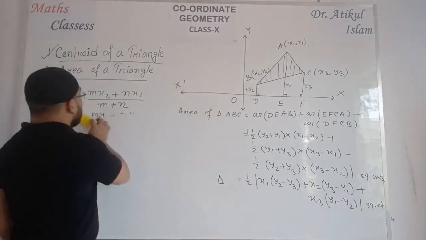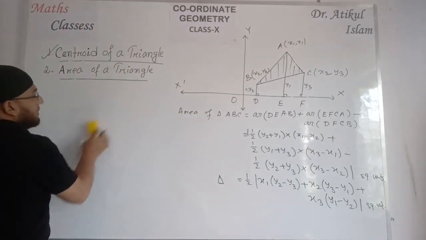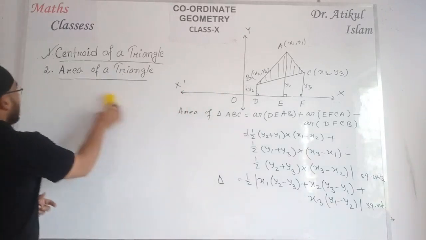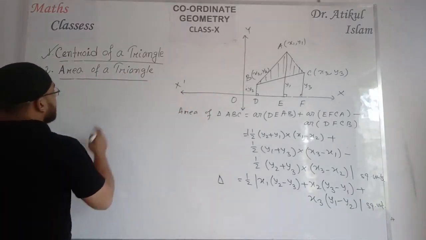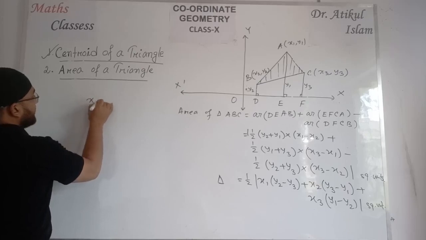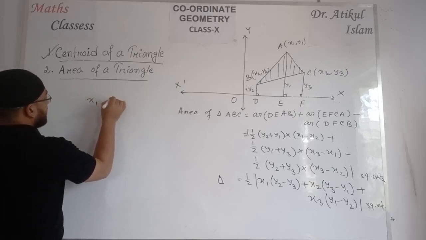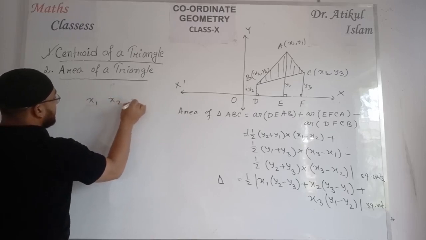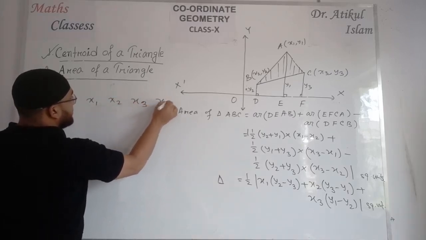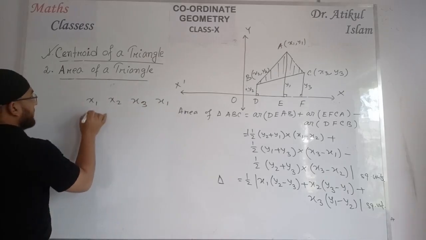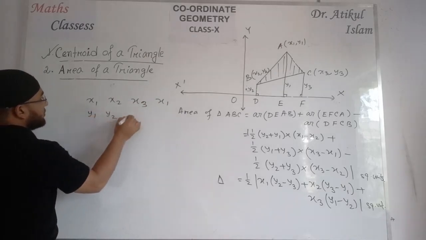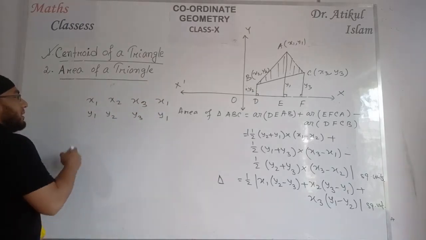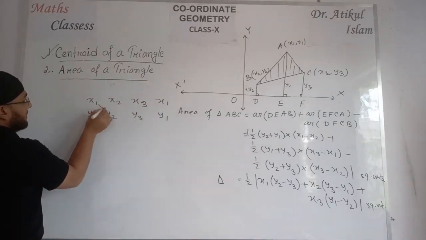Now you can find the area, or you can deduce this formula in a simpler way, which is a shortcut. So let us try this. First write the given coordinates in this way: x1, x2, x3, then x1 again, then y1, y2, y3, then y1. Now multiply from left to right in this way.